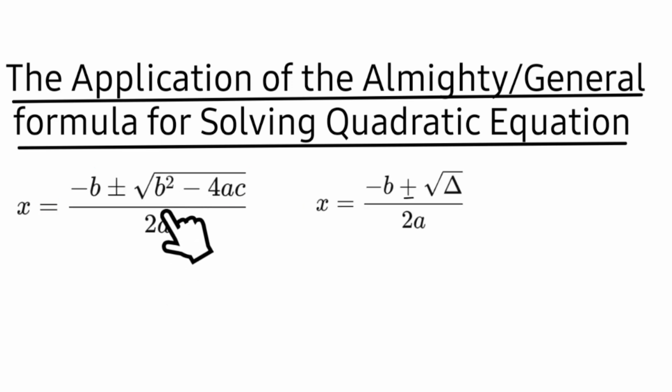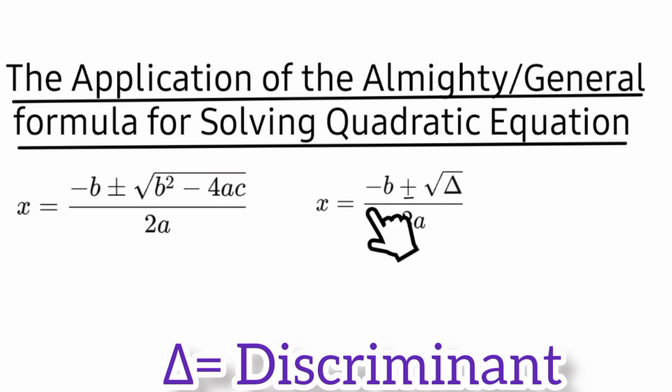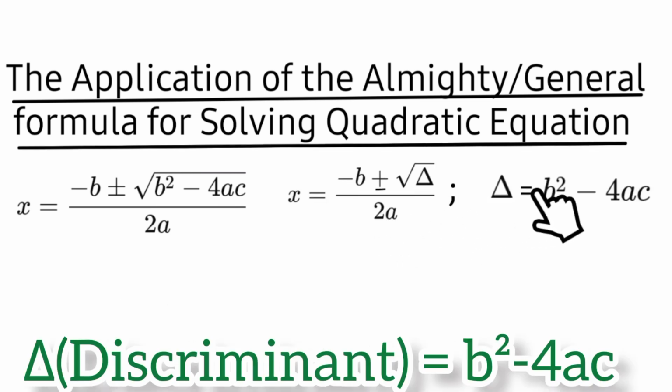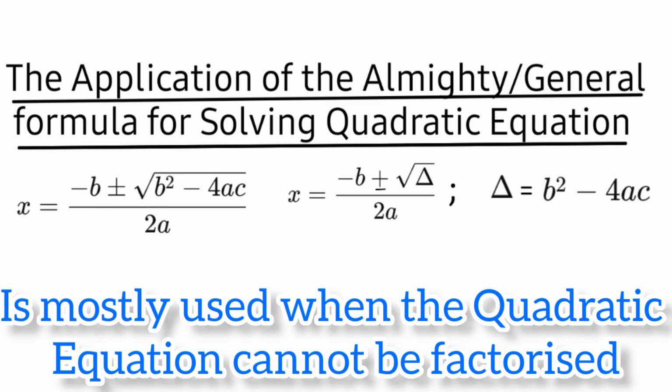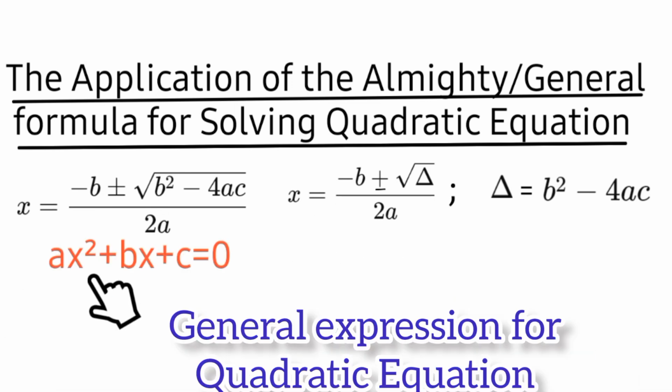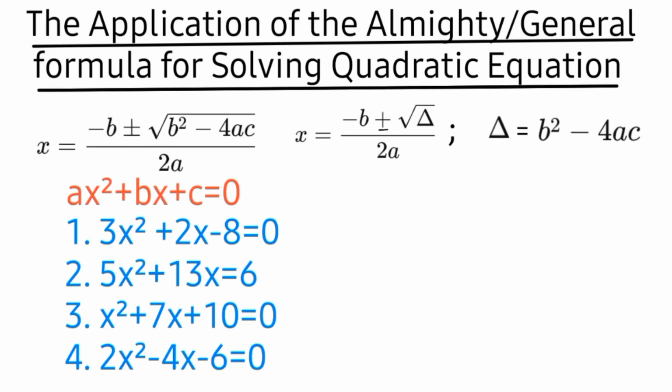This is the almighty or the general formula for solving quadratic equations. We have x equals minus b plus or minus the square root of b squared minus 4ac all over 2a, or minus b plus or minus the square root of discriminant all over 2a, where discriminant equals b squared minus 4ac. This formula is for solving quadratic equations no matter the type, and is mostly used when the quadratic equation cannot be factorized. In our previous video, we stated that the general expression for a quadratic equation is ax squared plus bx plus c equal to 0. Now we'll use the almighty or the general formula in solving these equations.